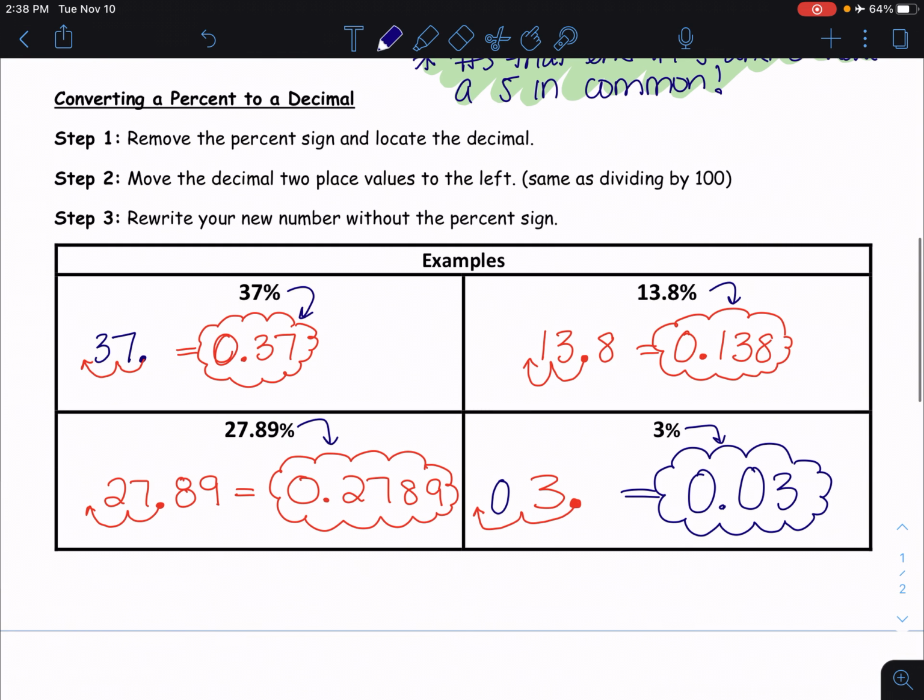Okay? Just like yesterday, you have a worksheet of converting percents into fractions and decimals. So yesterday we started with decimals and did the other two. Today we are going to start with percents and do the other two. Okay, so you have a worksheet of practice for this. Good luck.